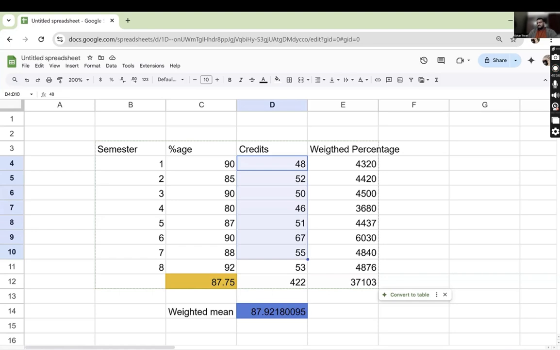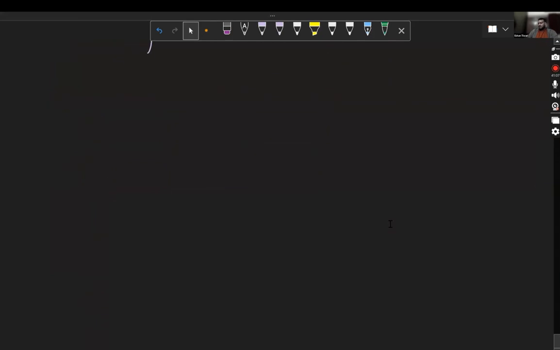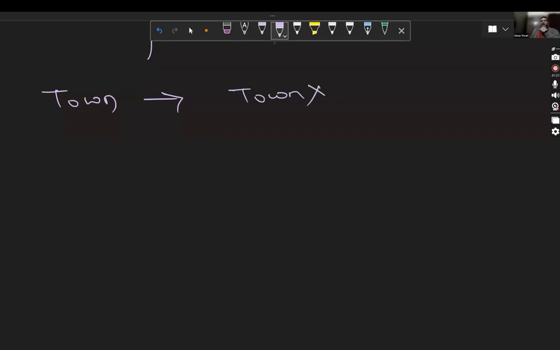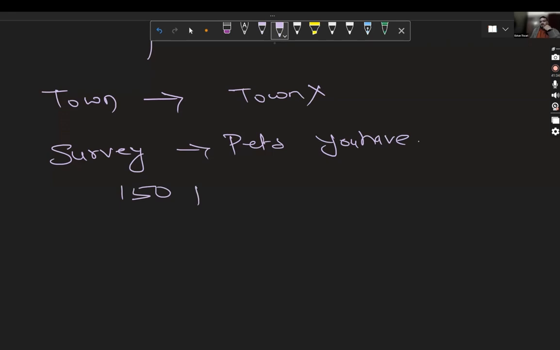Okay. Complex concept. Requires more understanding. So let's do one more example, just to simplify it and give more practical understanding. Let's say we live in a town called Town X. And now we are running a survey where we are asking people how many pets they have. Let's say we survey 150 people.